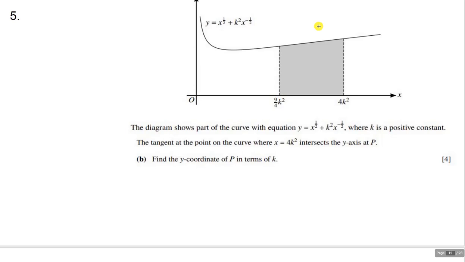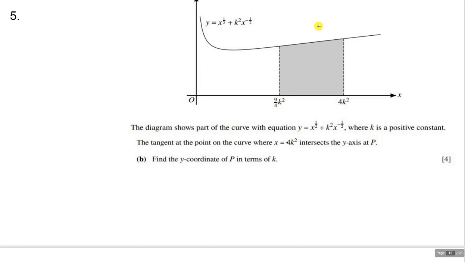When they're talking about tangents to curves, there's 2 possibilities. Either we're talking about a quadratic, and we're going to have to use the discriminant, or in this case where it's not a quadratic, then we're talking about using a derivative, and a tangent we're going to use this derivative to find the slope of the tangent line, right? So the tangent at the point on the curve where x equals 4k squared intersects the y-axis at P. And so they want us to find the point P, this y coordinate, okay? Basically, that's the y-intercept of the tangent line. They want to know the y-intercept of the tangent line.